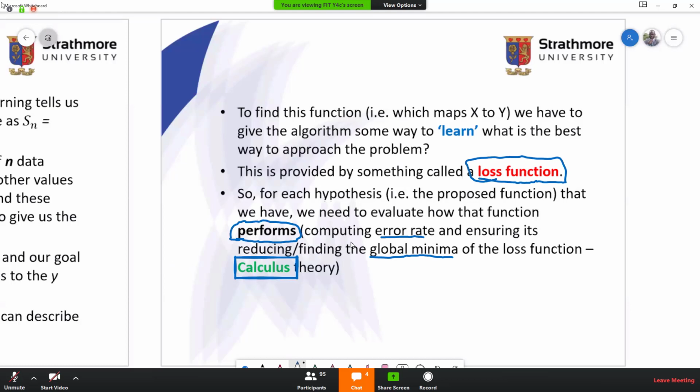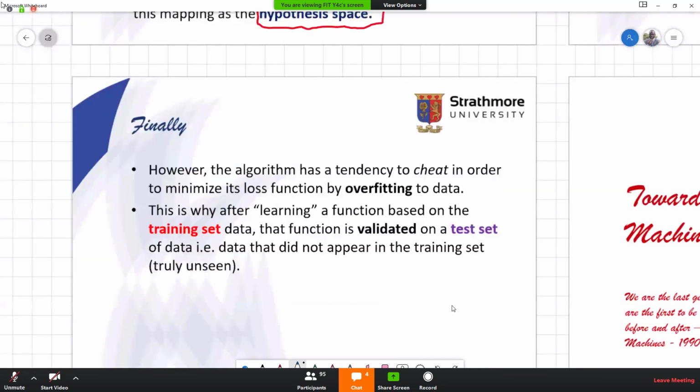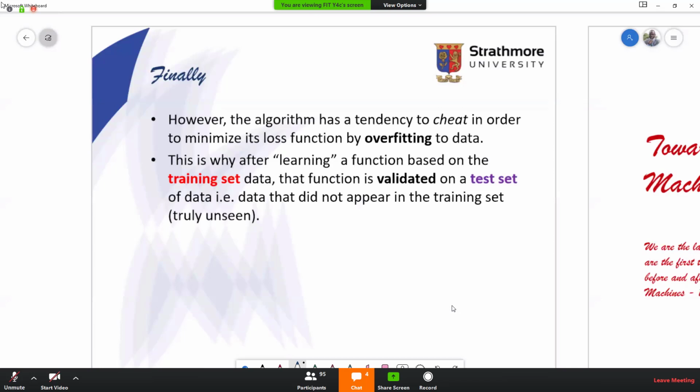Then the story continues. 2 more slides to the end of the story. In fact, it's the final one. 1 more slide. However, the algorithm has the tendency to cheat in order to minimize its loss function by overfitting of data. There is a problem called overfitting of data, which we talked about some time back.